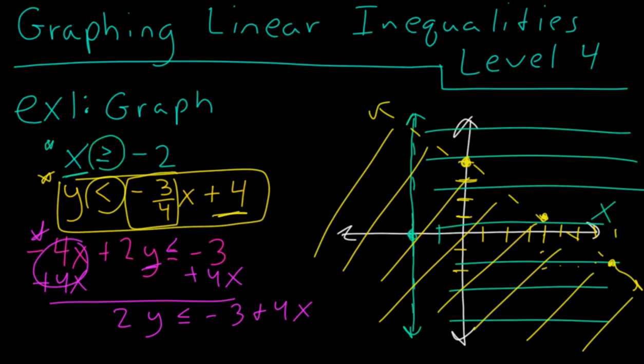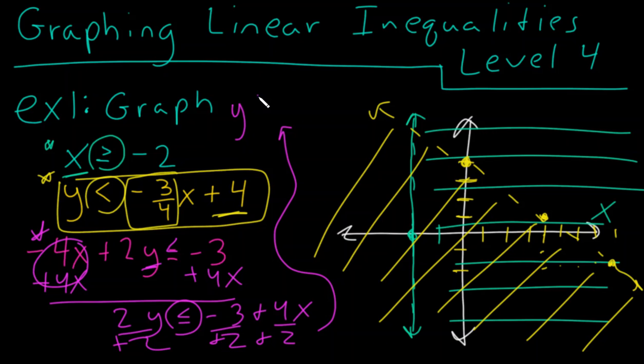Remember, they can't combine. And after we divide everything by 2, notice we're dividing everything by a positive 2, so our inequality stays the same. We'll now have this new inequality. y is less than or equal to negative 3 over 2 plus 4 divided by 2 is, of course, 2x. And since negative 3 over 2 is actually like negative 1.5, we'll have to come down here halfway in between 1 and 2 for our y-intercept.